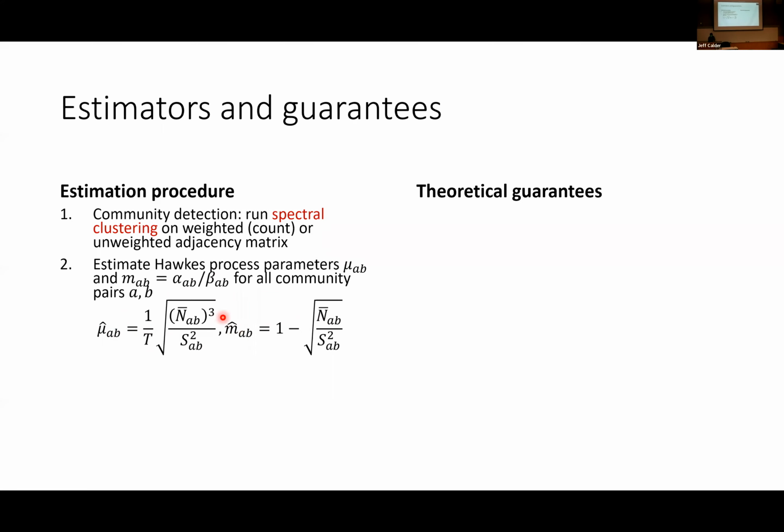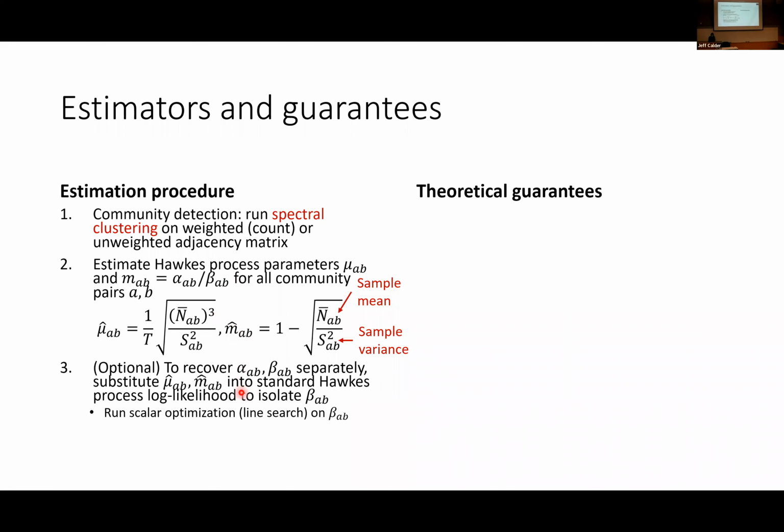And if we want to actually recover alpha and beta separately, we can substitute these estimates, just plug them into a standard Hawkes process log likelihood and then isolate one of the terms. And you can just run a scalar optimization here on that one parameter. So very fast estimation procedure. I want to point out the first two steps use only the counts of events. It's only in step 3 here where we need the times themselves.